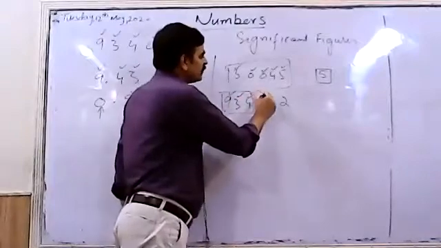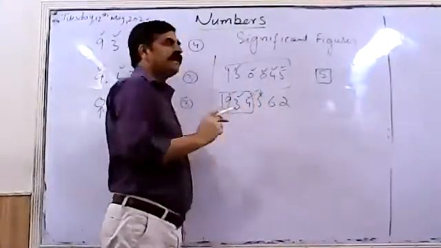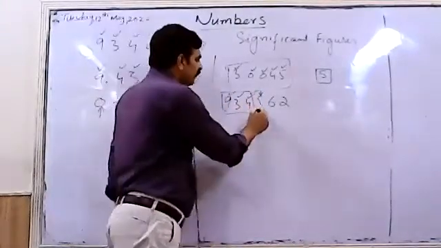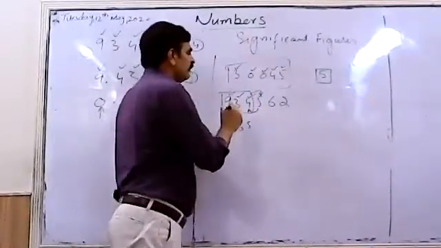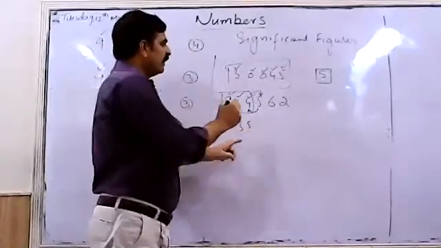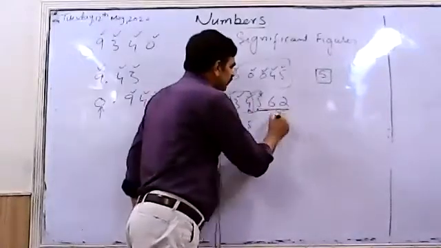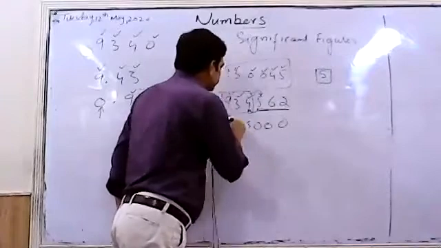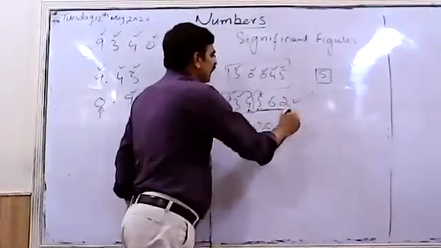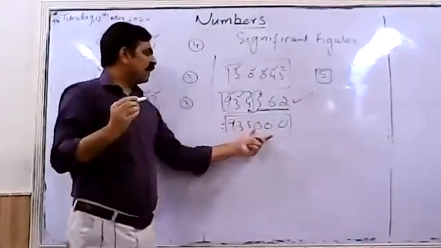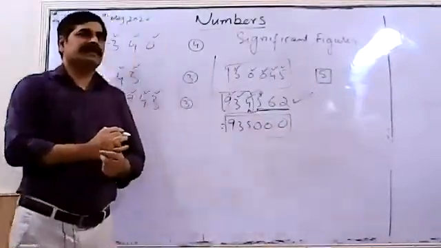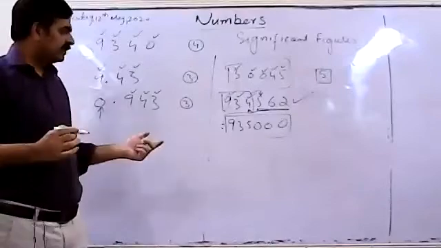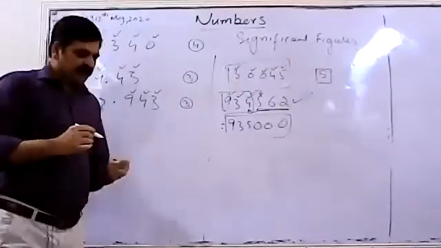The next number is 5. If the next number is 5 or more than 5, we will add 1 to the previous number. It becomes 9, 3, 5. In place of 4, we will write 5. The remaining numbers will be counted as 0. So this value is written 935000 to 3 significant figures. Generally, in questions, the answer is required to 3 significant figures.